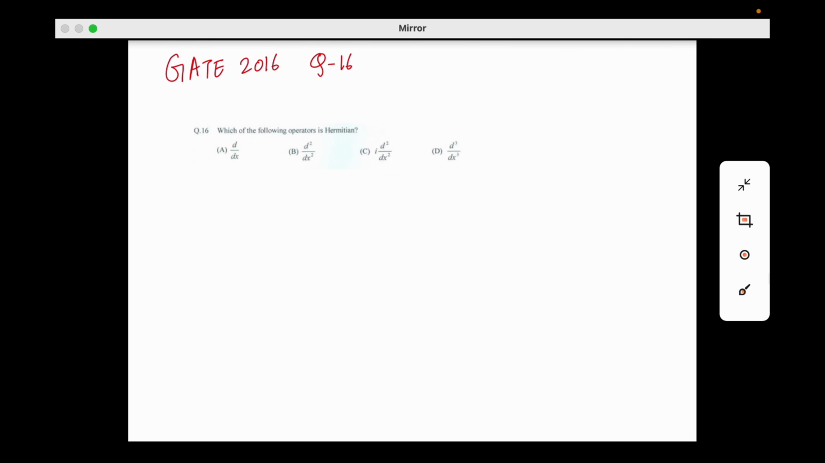So I'm Robin. We are going to discuss question number 16 from GATE 2016. We are supposed to choose which of the following operators is Hermitian. Now as you can see, there is a trick to solve this question. Either you can assume the states and look at the Hermitian conjugate, and using that solve it analytically for any general procedure, right?